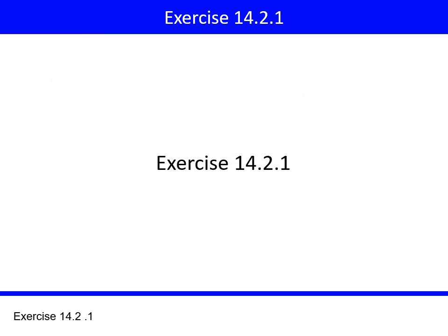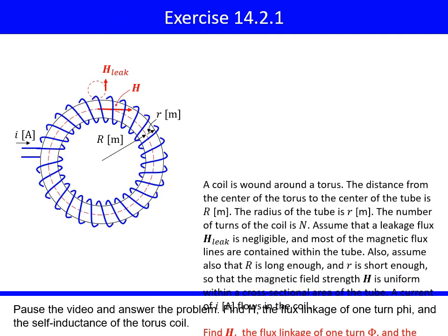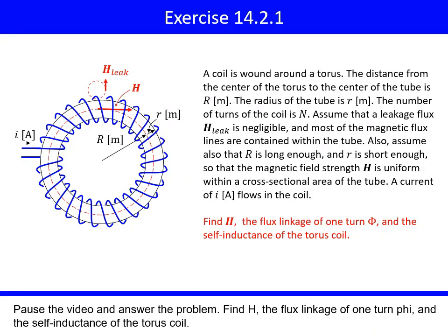Exercise 14.2.1. Pause the video and answer the problem. Find H, the flux linkage of one turn phi, and the self-inductance of the torus coil.